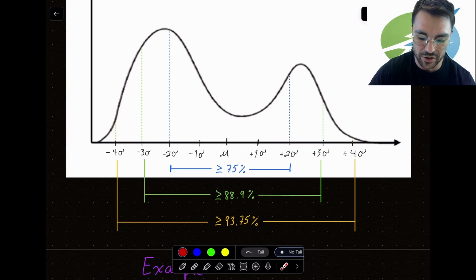Plus or minus 3 standard deviations is at least 88.9% of the data, and plus or minus 4 standard deviations is at least 93.75% of the data.